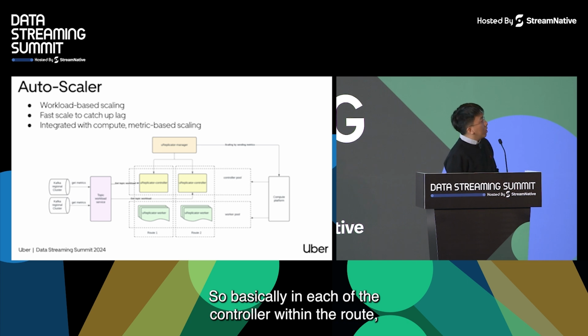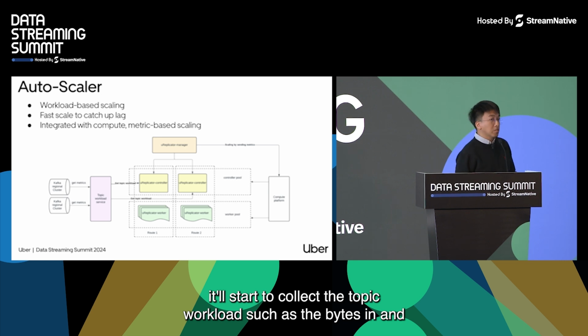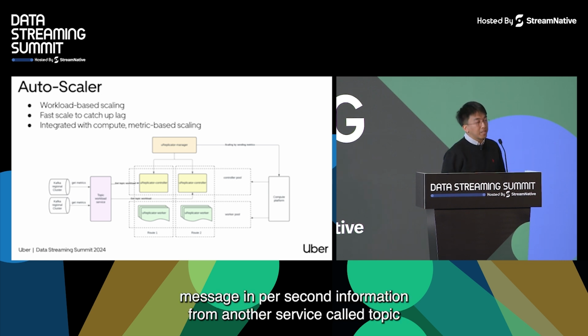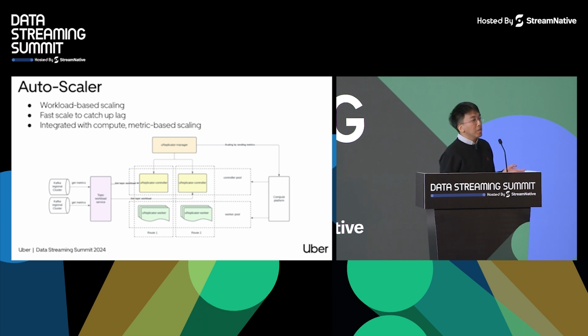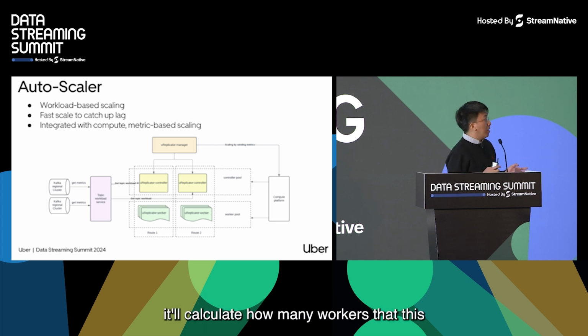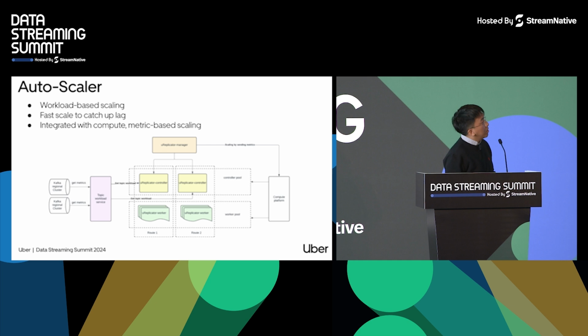Basically, each controller within the route will start to collect the topic workload, such as the bytes in and messages in per second information, from another service that we have built called the topic workload service. After it collects this information, it will calculate how many workers this route needs in order to support this larger scale of replication.